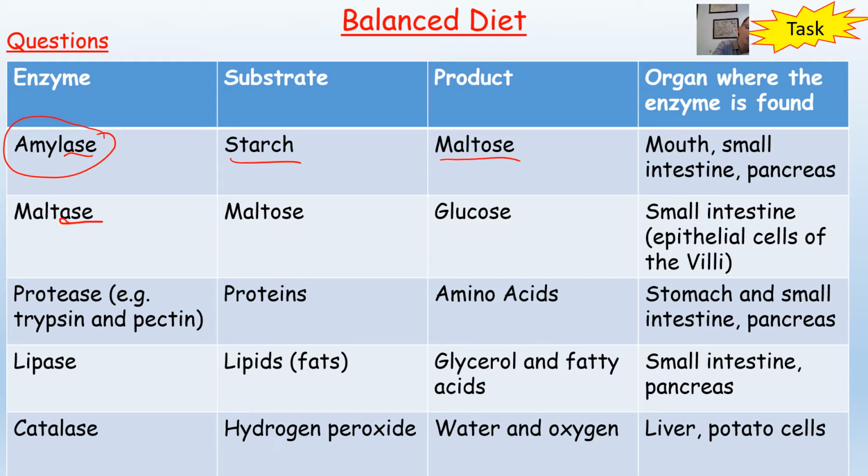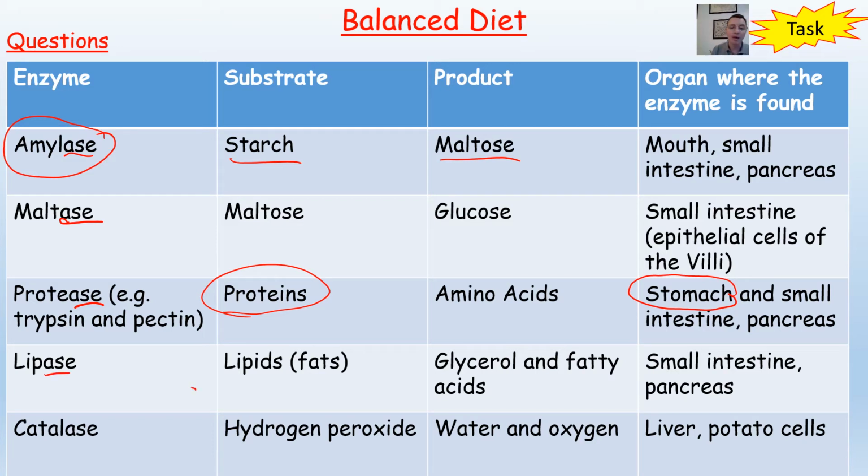Maltase breaks down the carbohydrate maltose into glucose. Maltase is found in the small intestine and the epithelial cells of the villi. Proteases, like trypsin and pectin, break down proteins into amino acids, and protease enzymes are found in the stomach and the small intestine. At this point, it's very important to say that the only group of enzymes we find in the stomach are proteases. So the only chemical that gets broken down and digested in the stomach is protein. No other chemicals are digested in the stomach.